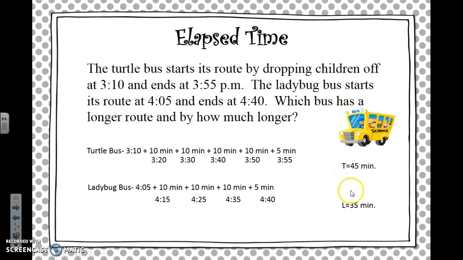I could figure that out by subtracting 35 minutes from my 45 minutes. When I subtract that, how much do I get? Write that down. If you put that the turtle bus has a longer route by 10 minutes, then you would be correct.